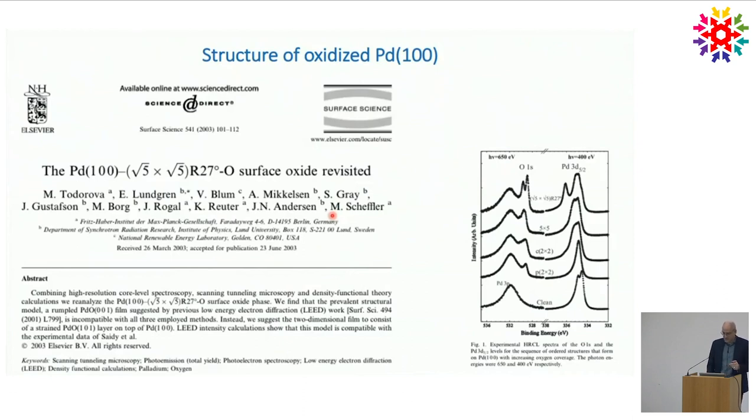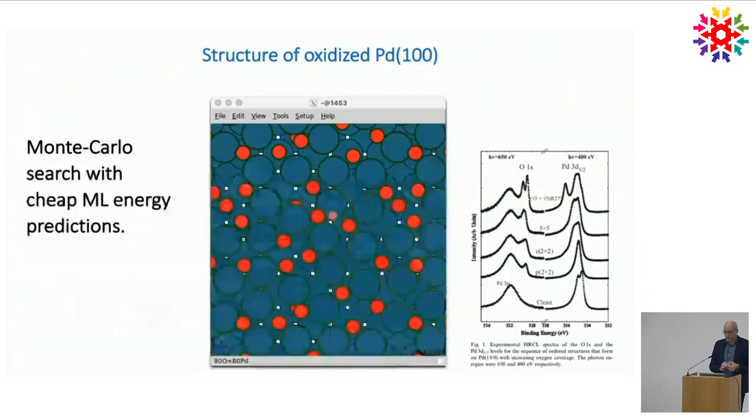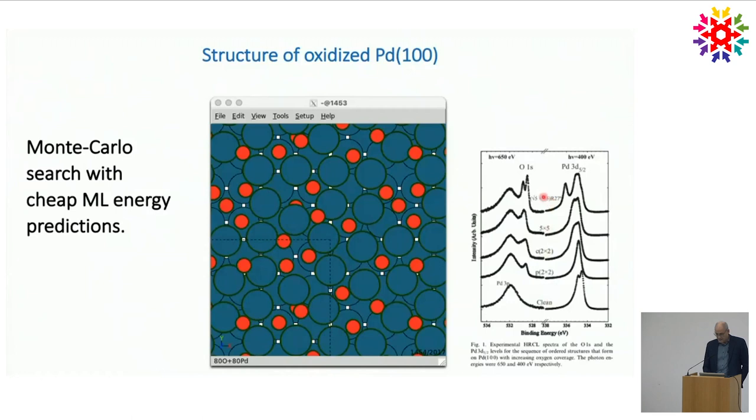So my next example is that of oxidation of palladium, and here you have the XPS spectra for the various structures that form along the way. Some 15, 20 years ago, it was still a challenge to find the root 5 by root 5 structure, which is the one that forms at the highest oxygen dosage.